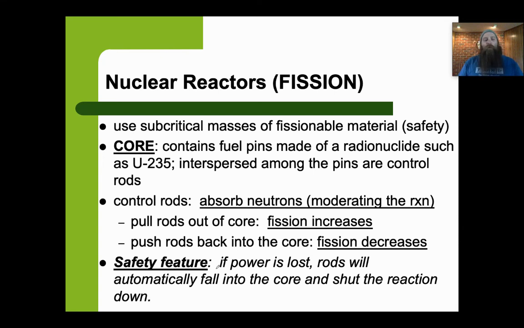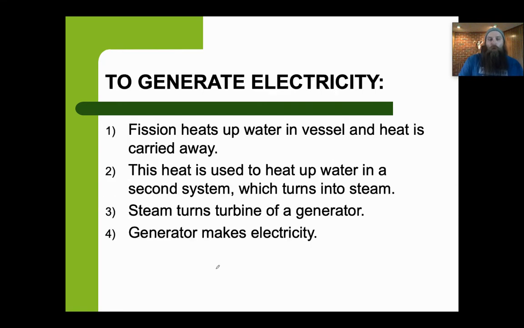In theory, as a safety feature, if the power gets cut, the rods fall all the way down to the core, all the way to the bottom, and they shut everything down. In order to get your electricity, the fission heats up the water, kind of like I talked about in another slide. The heat gets carried away by these steam pumps. The steam turns a turbine, and the generator makes electricity.